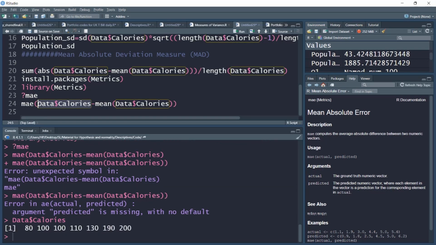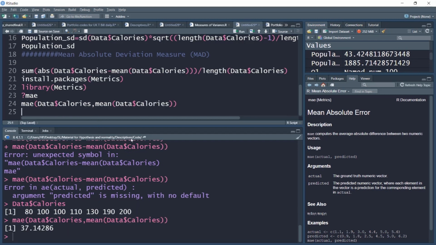Just check here, small error. Okay, so I'm running this again, instead of minus I need to put a comma. So now I'll get the same value. So this is my mean absolute deviation. So this is how you compute the mean absolute deviation directly using the R functionality from the matrix package.